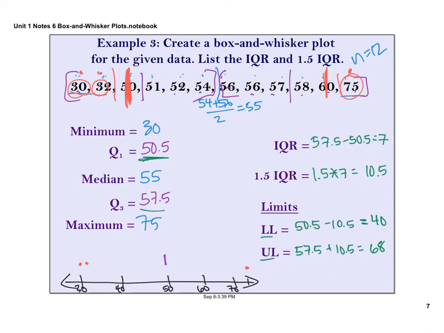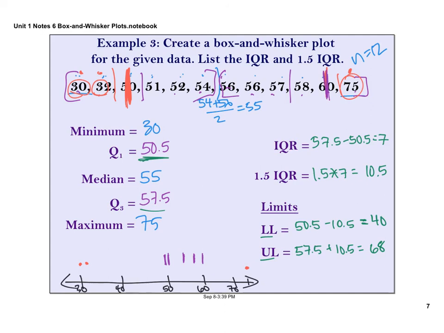The lower quartile is 50.5, right next to it. That's a really teeny tiny short whisker. My median is 55. The upper quartile is 57.5. Look at how close together this box and whisker plot is. And then now my new upper whisker is 60.